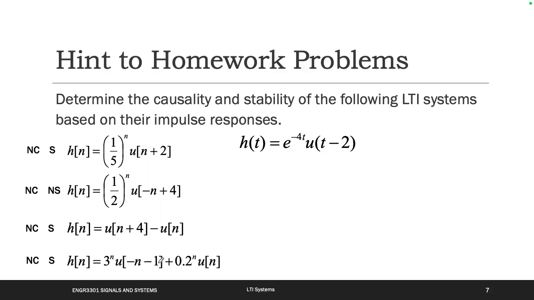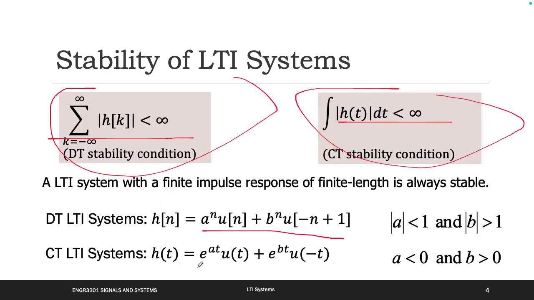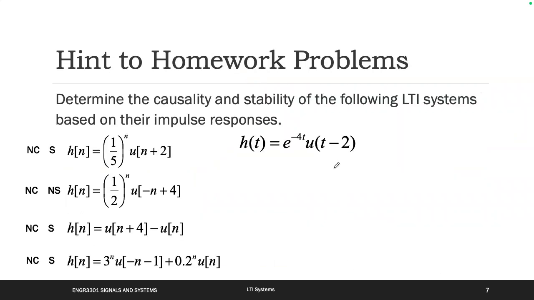Yeah, this is just use this equation here. If a is smaller than 0, for the u(t) there is u(t). If a is smaller than 0 and b is greater than 0, it will be stable. So how about this one? It is smaller than 0, am I right? If it is t minus 2, it's just a shift. It will not affect the stability. So it is stable, am I right?